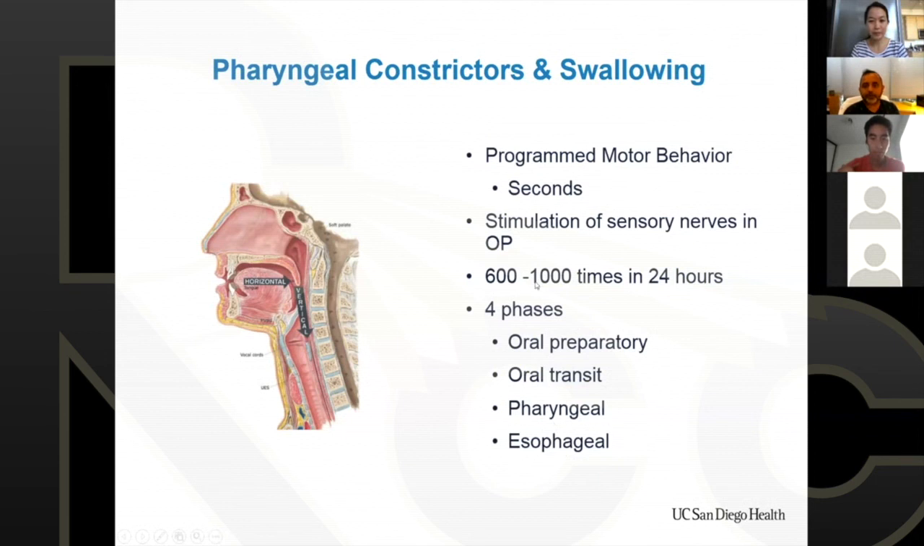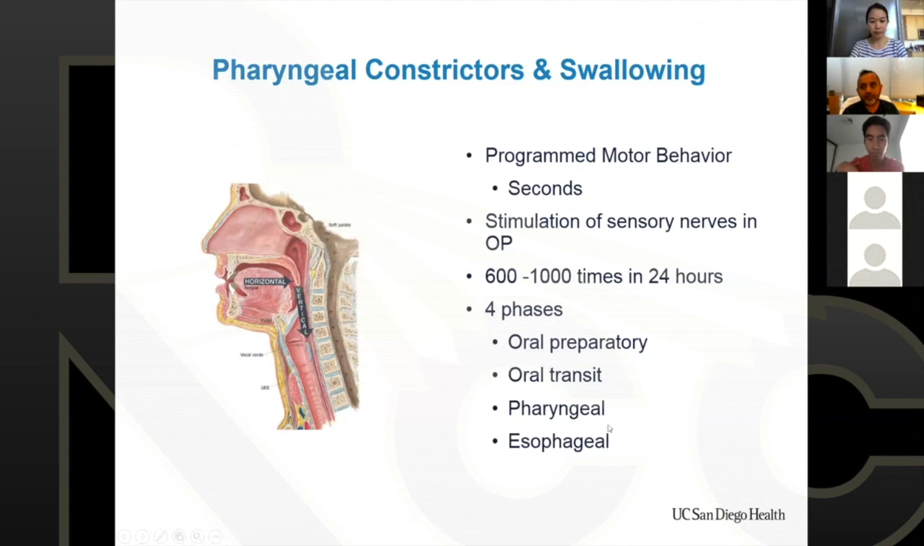Next part I want to talk about is swallowing, right? I could spend hours and hours just talking about swallowing because it is such a complicated function that we very poorly understand as radiation oncologists. But in general, there are 4 phases of swallowing: the oral preparatory phase, the oral transit phase, the pharyngeal phase, and then the esophageal phase.